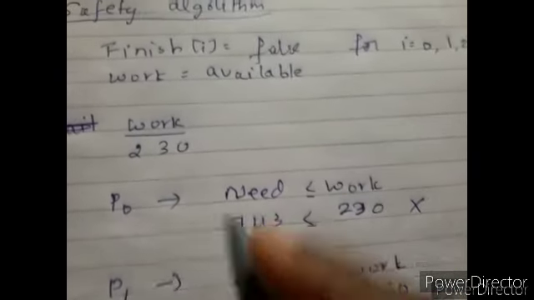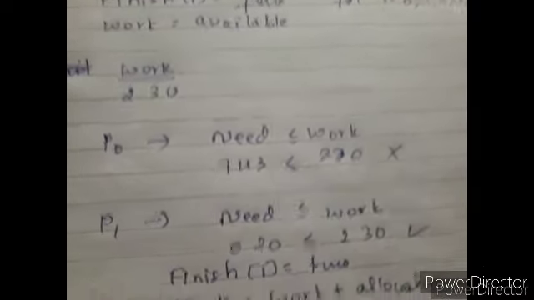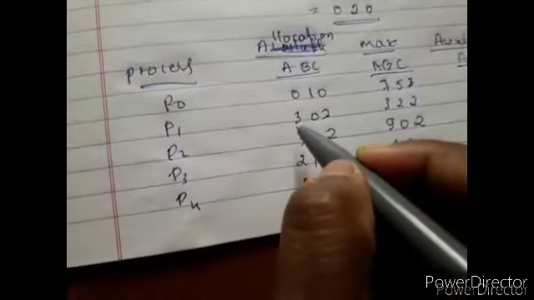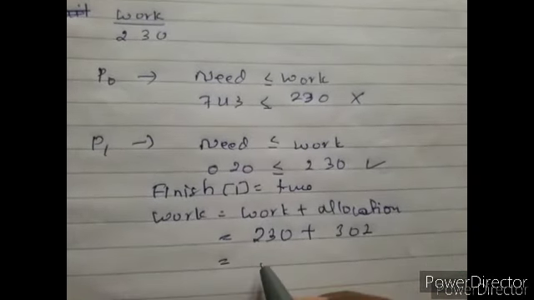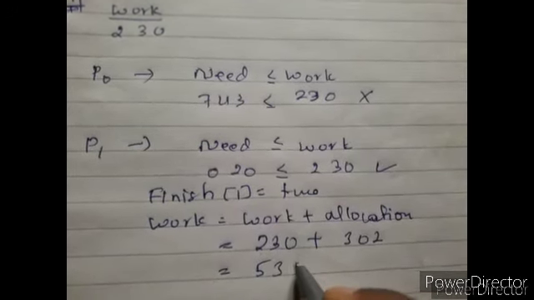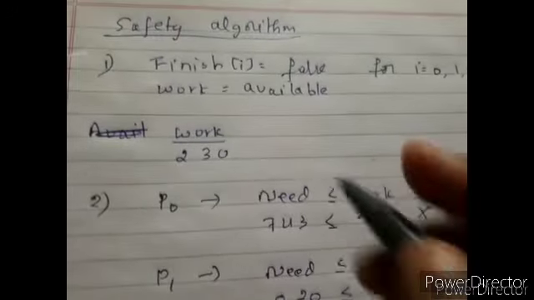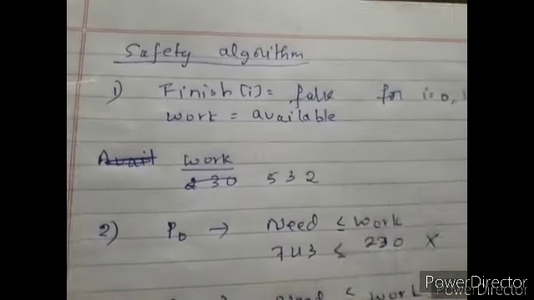Now what is the current work now? 2 3 0 plus allocation. Allocation of process P1, that is 3 0 2. So you'll get 2 plus 3, 5. 3 plus 0, 3. 0 plus 2, so we get 5 3 2. So now this is the updated value. Work is updated now, that is 5 3 2.